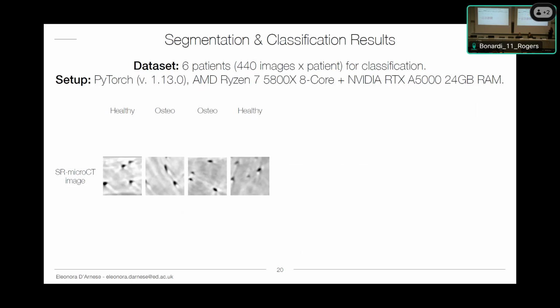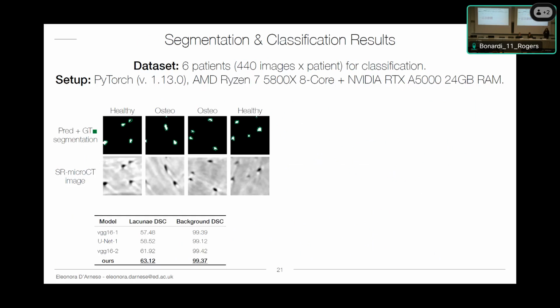And what we have seen is that, if I look at this image, I cannot really tell you if it's healthy or osteoporotic if we remove the label on top of it. But the segmentation network, as I was saying, is quite accurate in the sense that you can see the lacunae. The green is the manual segmentation, the white is what our network has produced, and it's good enough, as we were saying, with a DICE score of around 63%.